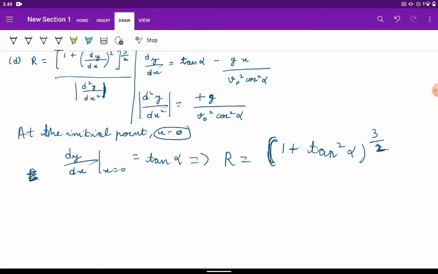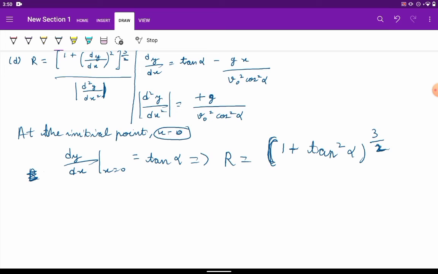Actually, there was another simpler way to find dy by dx at the initial point. Since it is being thrown at an angle, alpha is the angle which the velocity makes with the horizontal. So dy by dx at that point will be the tangent of the angle the velocity makes with the horizontal, which is alpha. That is why it is tan alpha. We could have inferred that also, but this way is also fine.